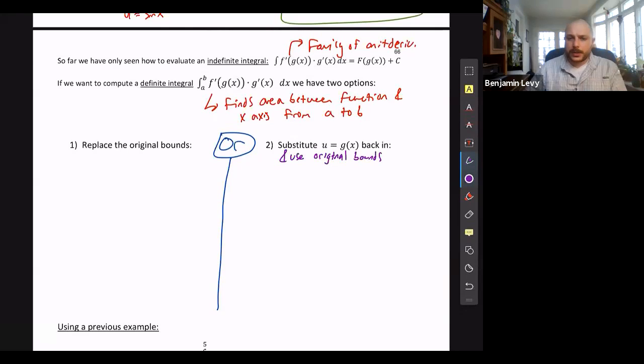The way that works is you plug in something for u. We've been calling it g. And then, of course, we make the substitution du equals g prime dx. I'm just going to write down the process in general so you can think through what it looks like without any numbers in there.